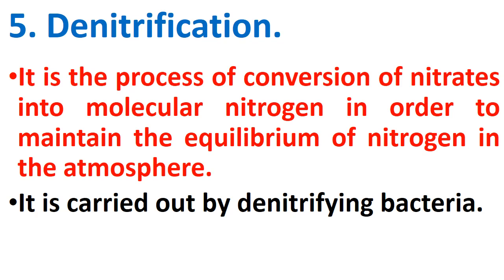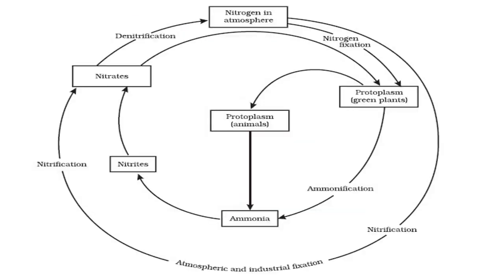So this was about nitrogen cycle. You can see from the diagram also, nitrogen in atmosphere, then nitrogen fixation takes place, then ammonification, then nitrification, and then denitrification. So moving ahead to our next cycle, that is carbon cycle.